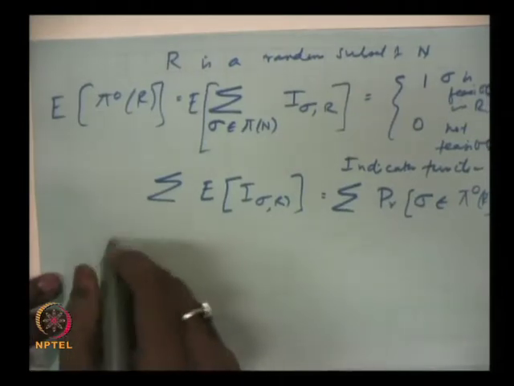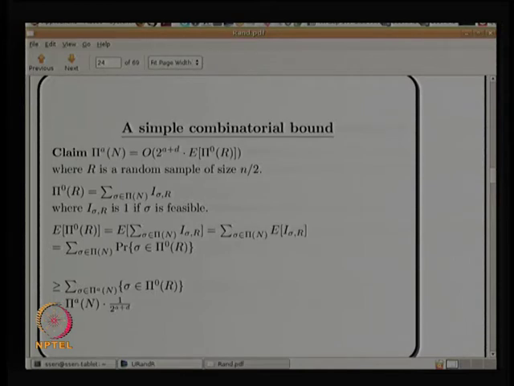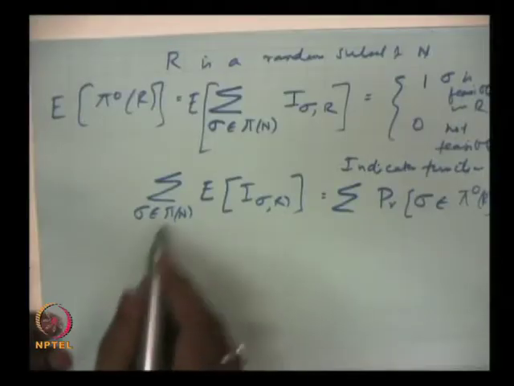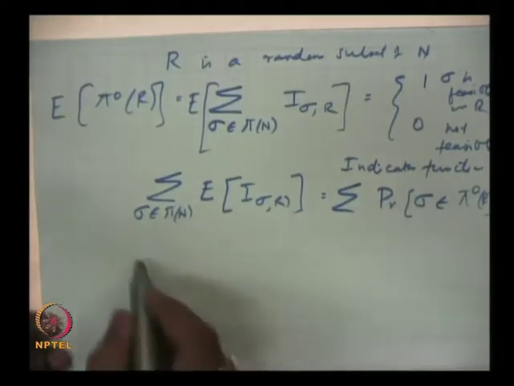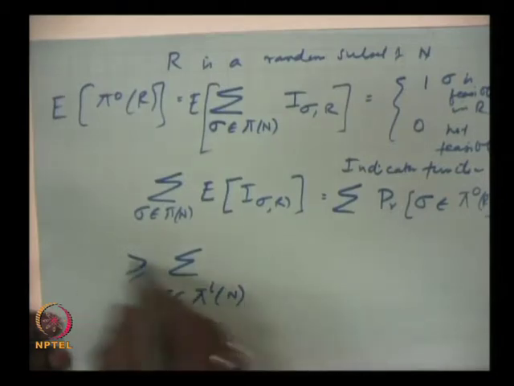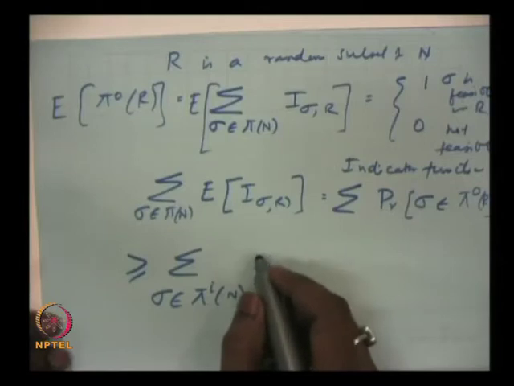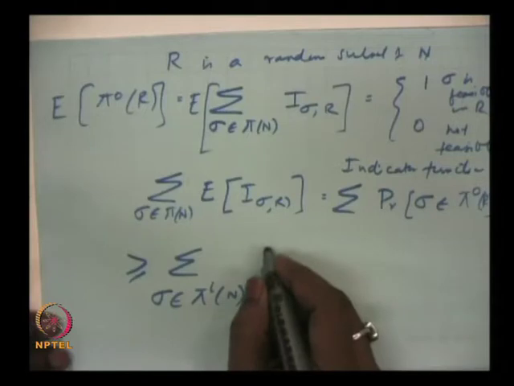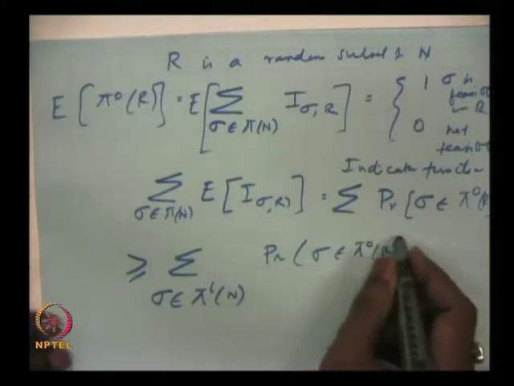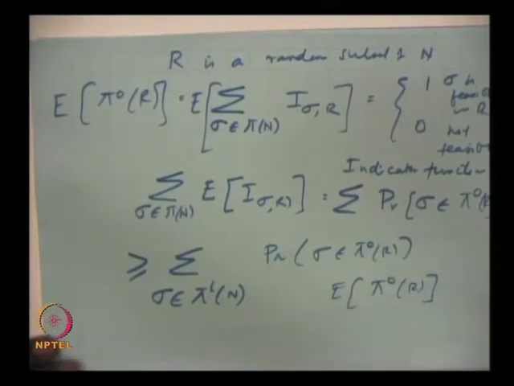So, if you go through the next couple of lines of the proof, what does it say? E of pi 0 of R is this, just what I have written, the sum of these probabilities. Instead of summing over all of pi of n, if I sum only over pi I of n, since pi of n is greater than that, if I just restrict my summation to pi I of n, this will be greater than or equal to that. So, that is all the proof is about. This is E of pi 0 of R, this summation.